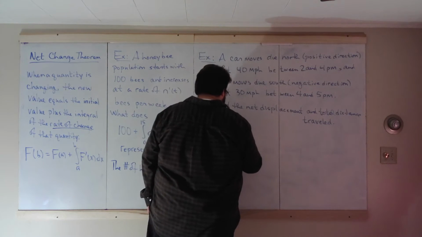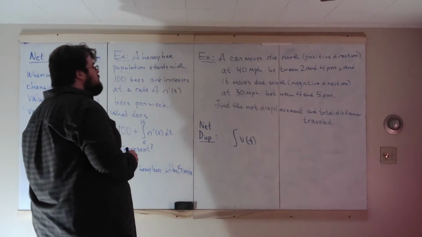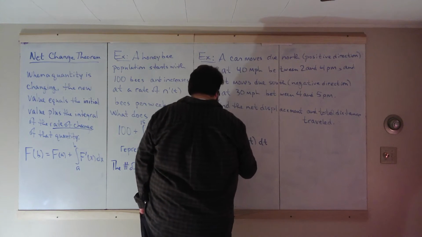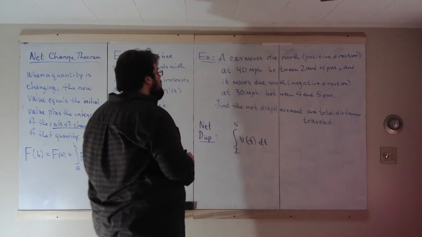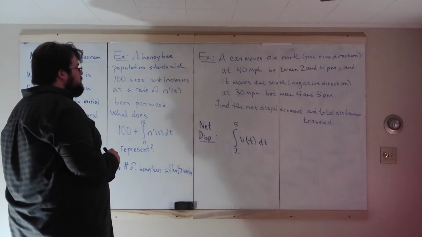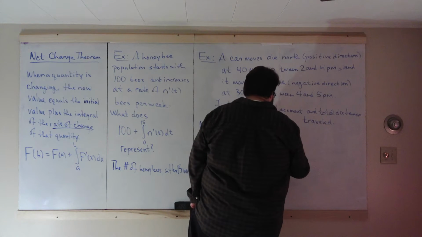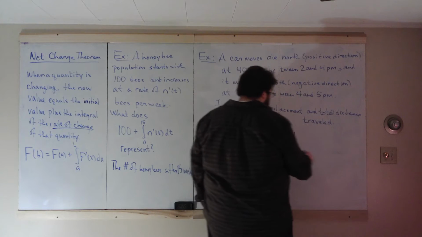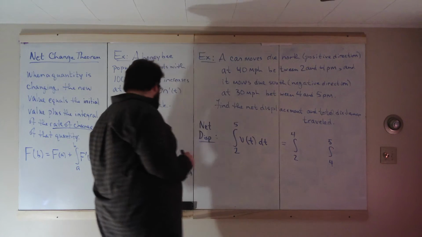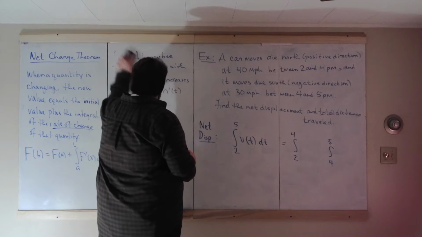So net displacement is the integral of our rate of change. There's no notation for a velocity function in our question, but it is a velocity function that we're thinking of, so I'm going to just call it v of t. We're integrating from 2 to 5. But notice, on this interval something happens from 2 to 4, and something else happens from 4 to 5. So we're going to have to split this integral into something on 2 to 4 and something on 4 to 5, because we have different velocities on those 2 intervals.